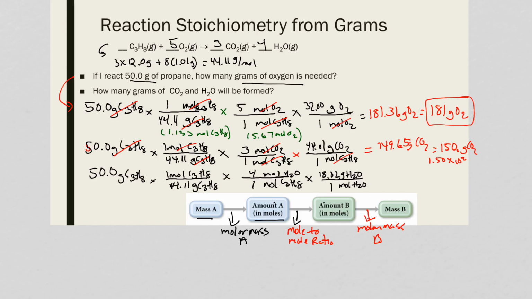If I check my dimensional analysis, my grams of propane cancel out here, my moles of propane cancel out here, my moles of water cancel out here, and I'm left with grams of water, which is what I want. So if I do this, I end up with 81.61 grams of water. With significant figures, that gives me 81.6 grams of water.